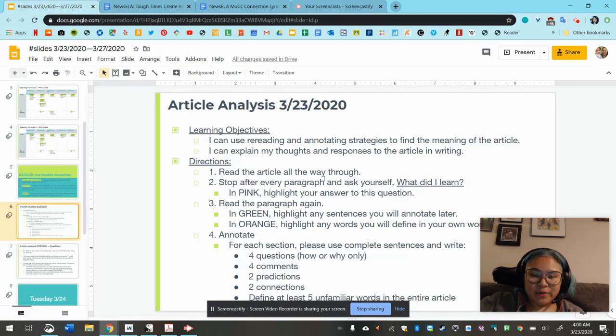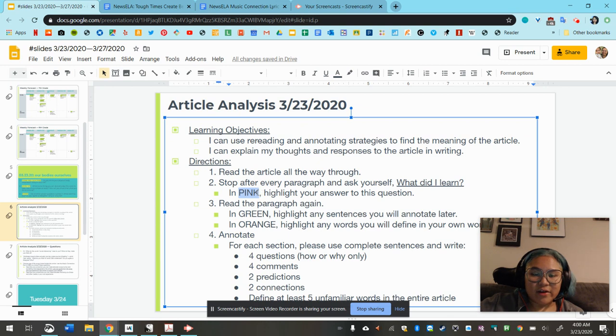So we know that we're going to be reading this article all the way through. We are not skipping words or lines. We are paying attention. We are awake. Number two, at the end of every paragraph, stop and ask yourself, what did I learn? That is the magic question. And in Docs, I want you to annotate by highlighting in the color pink your answer to the question of what did I learn?